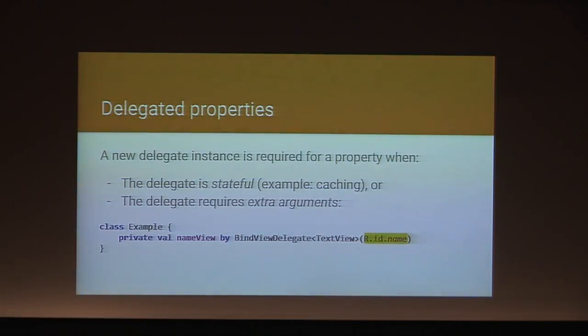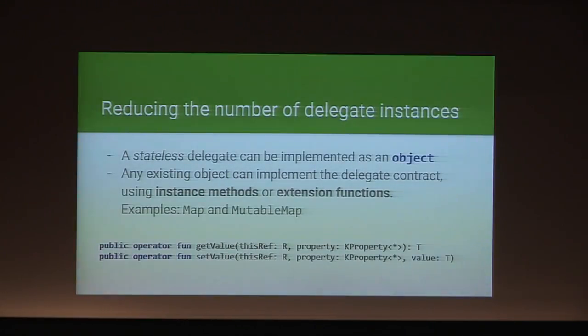You can do that when your delegate is stateless and when it doesn't require any argument. If you want to reuse a delegate, you can implement the delegate as an object and reuse it. It's going to be a singleton. Or you can also extend existing objects to make them delegates. For example, you can use extension functions on existing types, and they will become delegates. You may know that, in the Kotlin standard library, Map and MutableMap are actually implemented as delegates. So you can use a hash map as a delegate out of the box, and the key of the hash map is going to be the field name, and the value is going to be the field value.